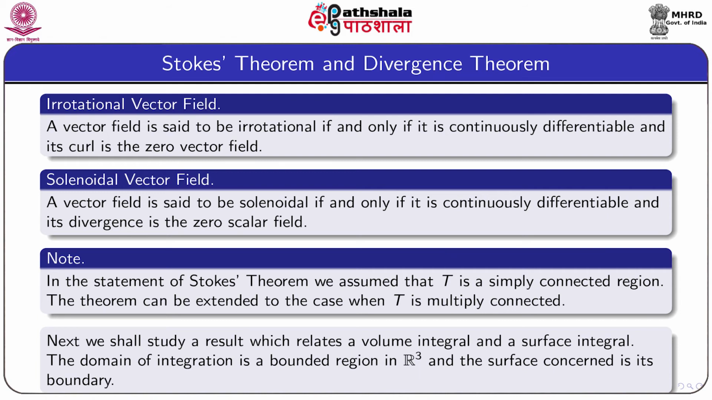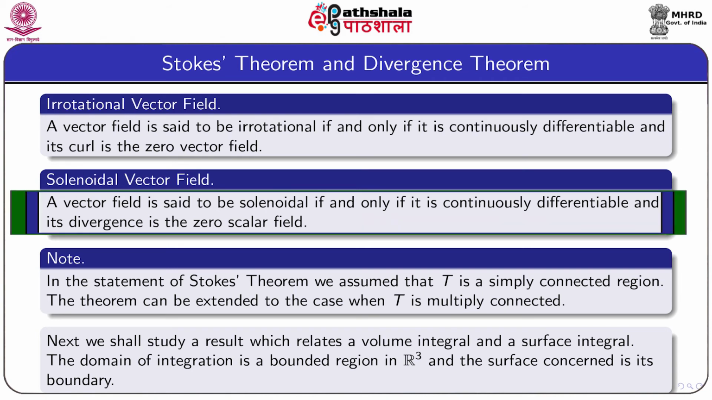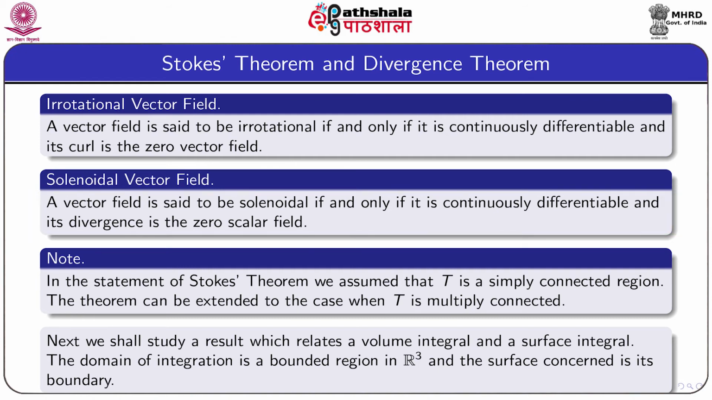Irrotational vector field. A vector field is said to be irrotational if and only if it is continuously differentiable and its curl is the 0 vector field. Solenoidal vector field. A vector field is said to be solenoidal if and only if it is continuously differentiable and its divergence is the 0 scalar field.